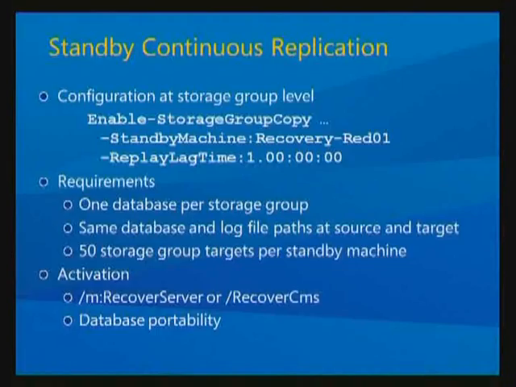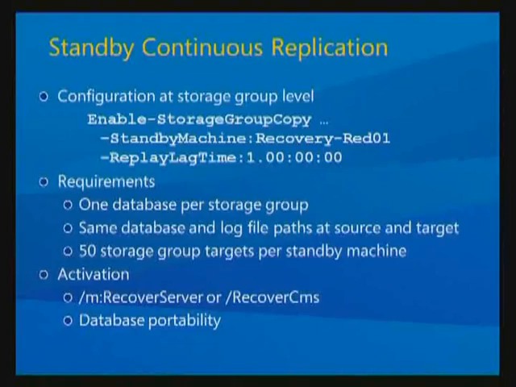This is configurable. The idea here is that it protects you against some kinds of logical corruption that could get replicated. If we lag behind the replay of those logs into the copy of the database, then you have an opportunity to catch that corruption before those logs are played into it. And then you can just play forward up to the point of the corruption. So as I mentioned, it is one-to-one database to storage group. The file paths have to be the same on both sides, okay?